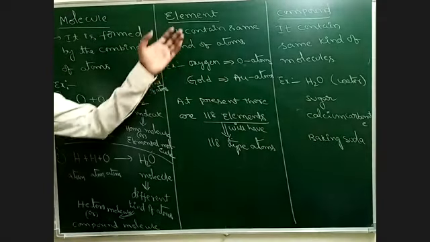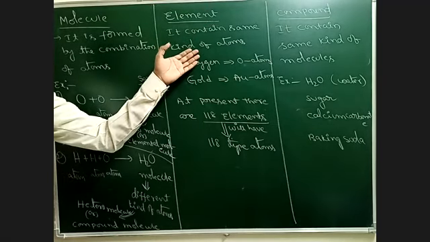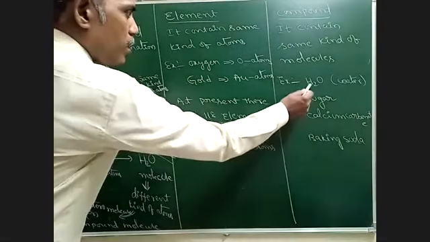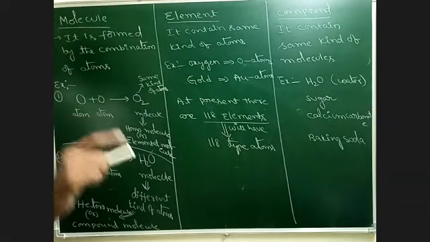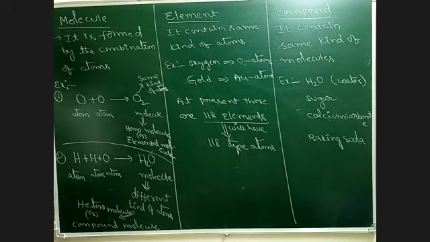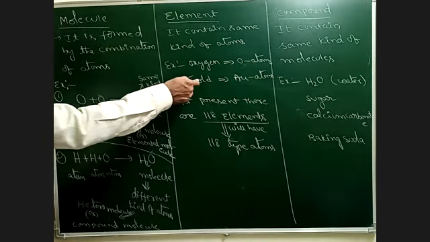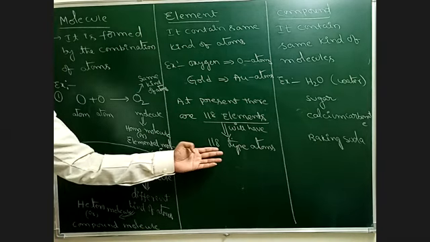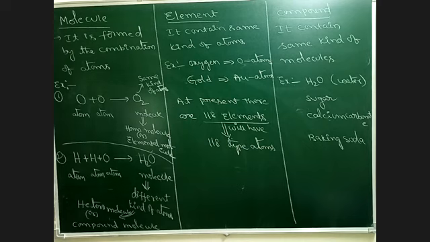The difference between element and compound: element contains the same kind of atoms. Compound contains the same kind of molecules, but in a compound the molecule is composed of different kinds of atoms. If a molecule contains the same kind of atom, that comes under element. So at present there are 118 elements, meaning 118 types of atoms. I hope you understood the difference between molecule, element and compound. A homo molecule is an element, a hetero molecule is a compound.